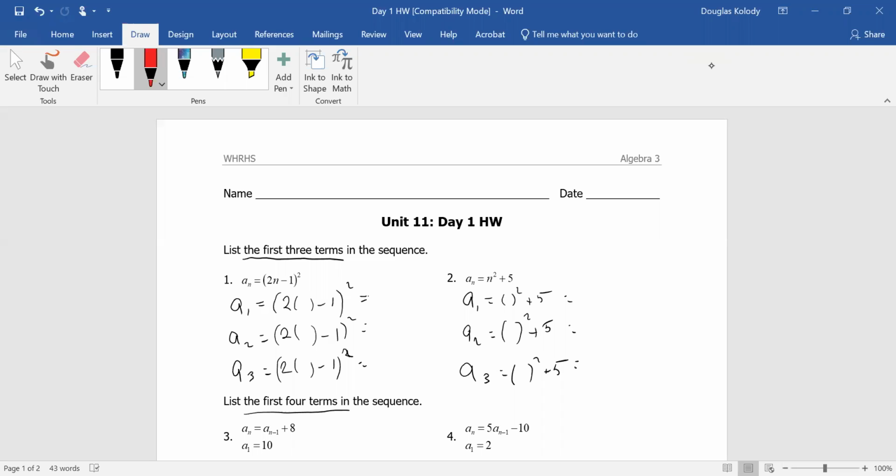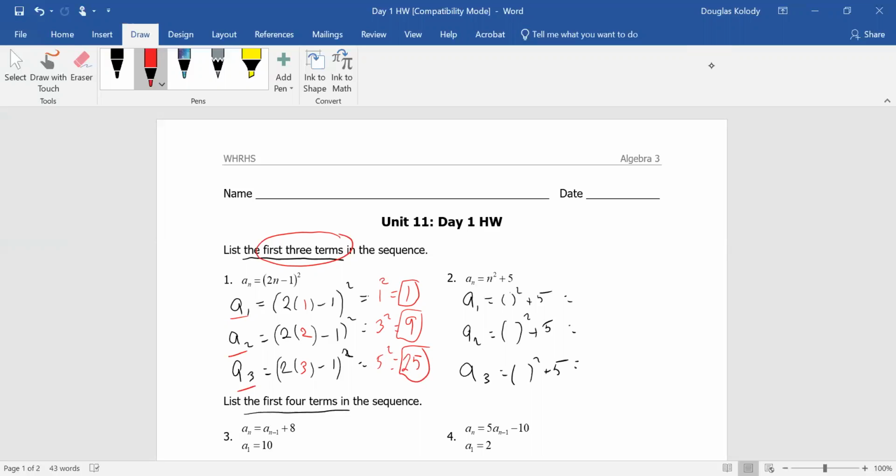So the first problems say find the first three terms. So the first three terms are a sub 1, a sub 2, and a sub 3. So you plug in 1, you plug in 2, and you plug in 3. Order of operations here, parentheses first, multiplication first. So 2 times 1 is 2, 2 minus 1 is 1, and then square that and you get 1. 2 times 2 is 4, 4 minus 1 is 3, so 3 squared is 9. And last but not least, 2 times 3 is 6, 6 minus 1 is 5, and 5 squared is 25. There are your first three terms.